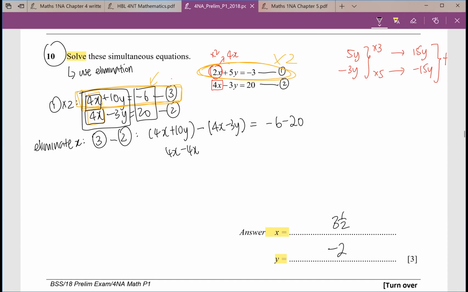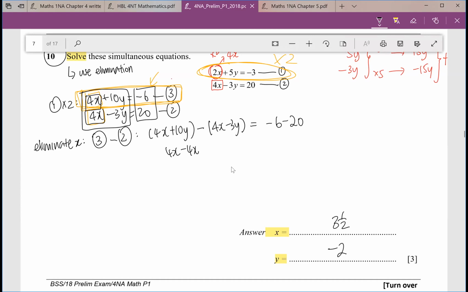Sure. Then what if we have common numbers other than 4x? Do we still eliminate them? What do you mean? Like if that one is 4x plus 10y, right? Uh-huh. Then what if the other equation is like 4x plus 10y but minus 3y? You understand?